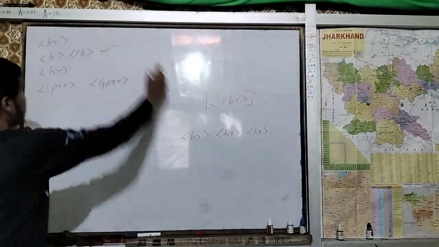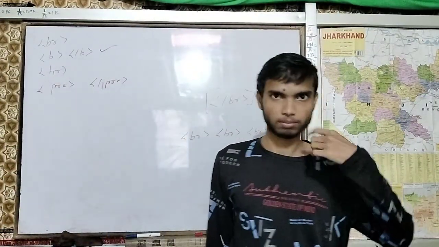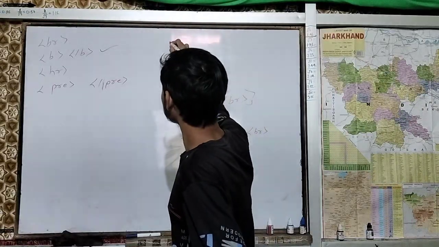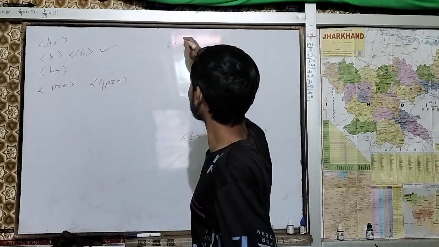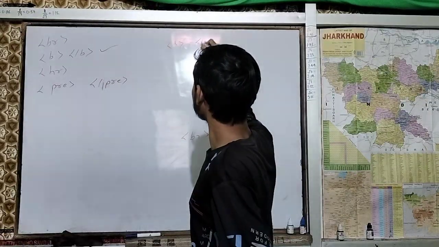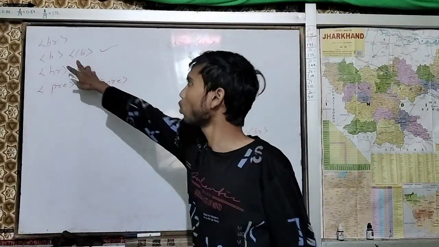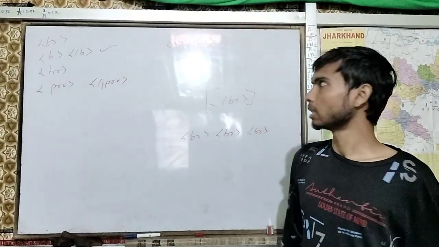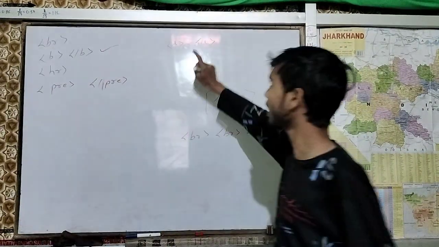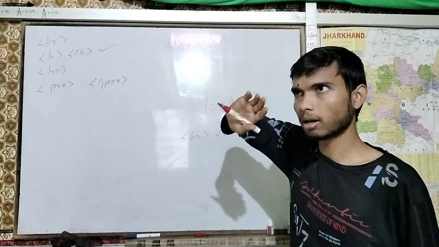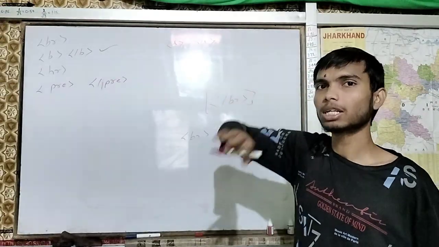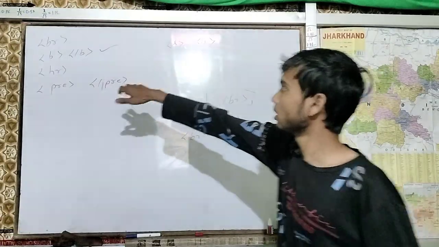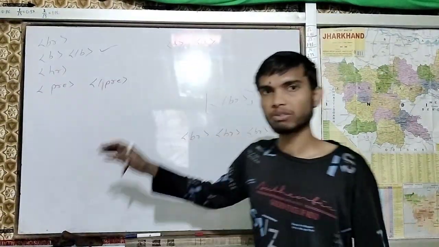Now next is B, which means bold. Next I would say is I. This I and slash I. But remember, it's not recommended. Okay, this B and this I are not recommended. Let's see what is the work of this B and what is the work of this I. I am assuming that most of you would be familiar with this. B means bold, I means italic.